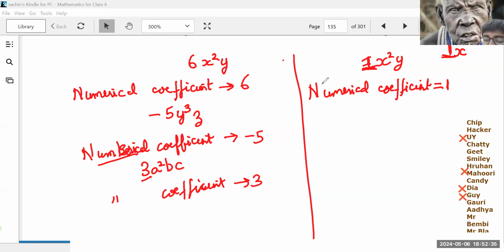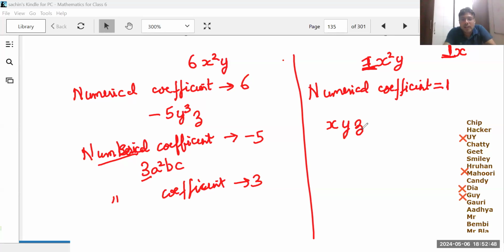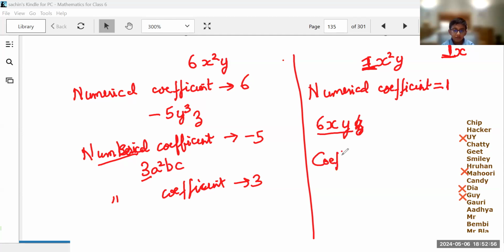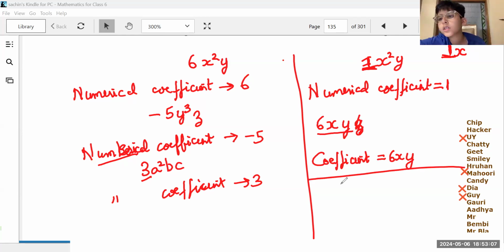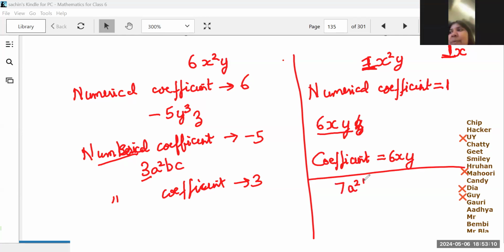All right, now this was the numerical coefficient. Now the coefficient can be not numerical also. If I ask you what is the coefficient of z in this, you leave z. What is left apart from z? 6xy. So my answer is 6xy. Whatever is left apart from it, that is your answer. One more example.